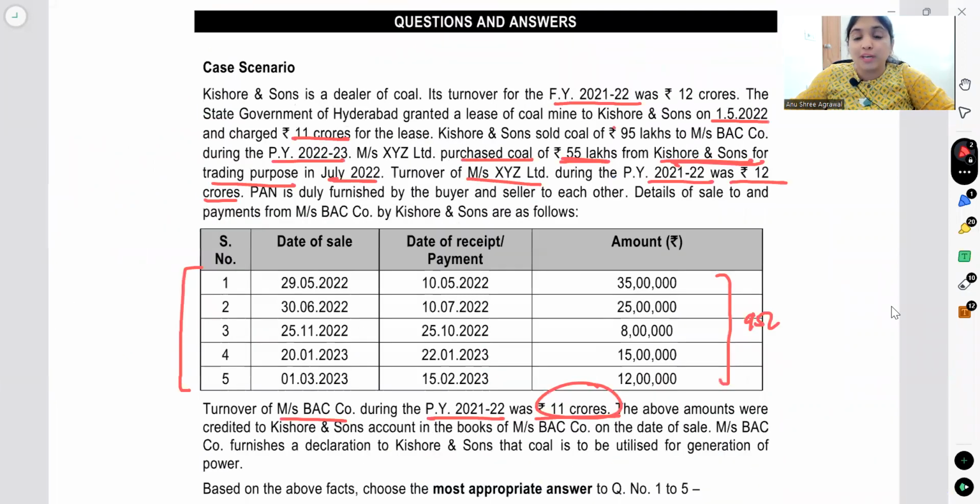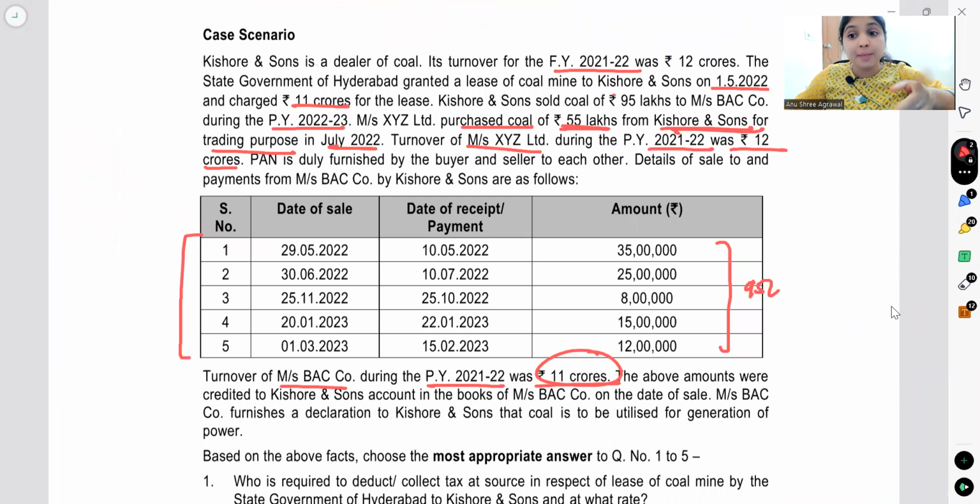Listen, I told you that we will deduct tax at source at the time of payment or credit, whichever is earlier. If payment is earlier, I will include the GST component also. If credit is earlier, I will not include the GST component. Here the question doesn't talk anything about GST, so we will forget about GST. Okay, for BAC and Co, they have given us the breakup of the transactions. For each of the transactions we'll see which is earlier, payment or credit.